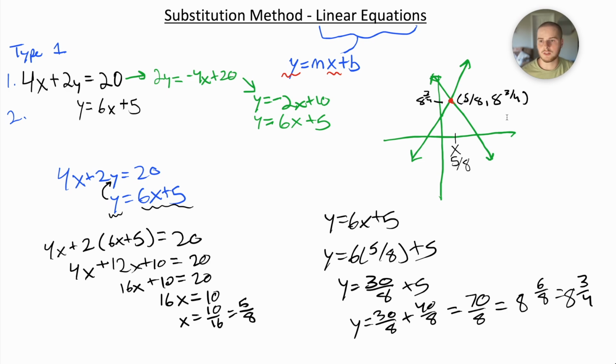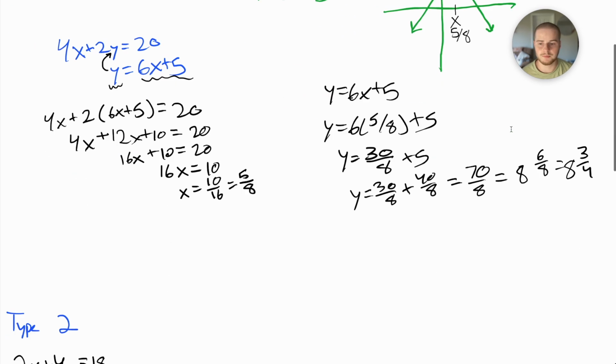So what we did right there, we found a variable that we could plug into one of the equations, got one of the variables as a result of that, found the value of it, and plugged that value back into either of the equations to find the other value. So that's the first type that you're going to see.